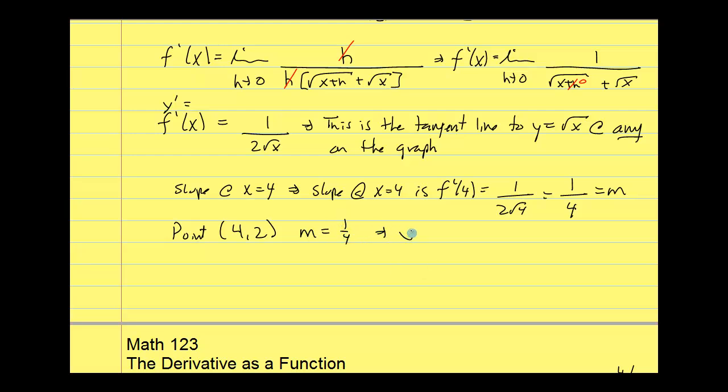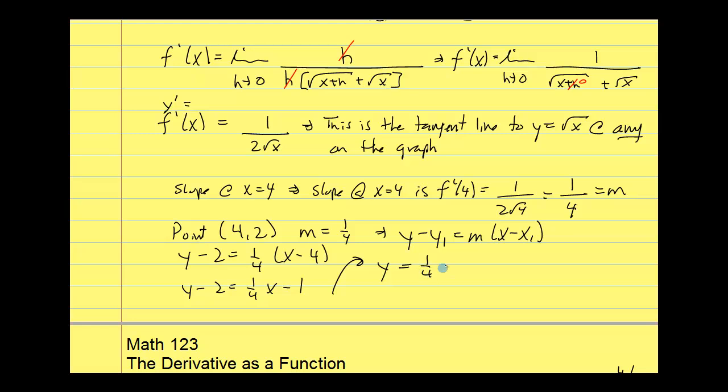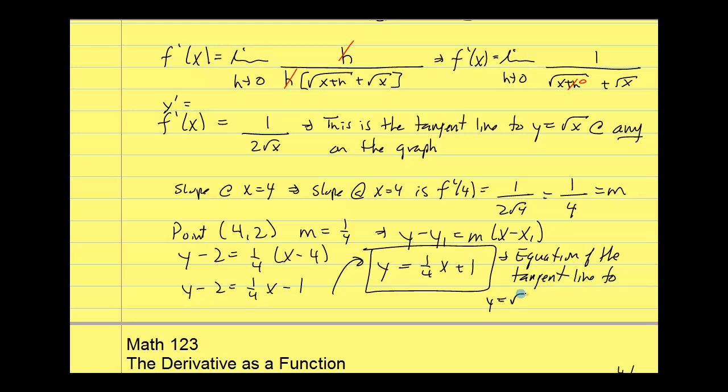And I put this in the point slope form of the equation, and I'll have the equation of the tangent line. So I have y minus 2 is equal to 1/4 times x minus 4. Y minus 2 is equal to 1/4 x minus 1, 1/4 times 4. And then I'm going to add the 2 across. So I have y equals 1/4 x, and when I add the 2 across, I'll get a plus 1. So this is the equation of the tangent line to y equals square root of x at x equals 4.